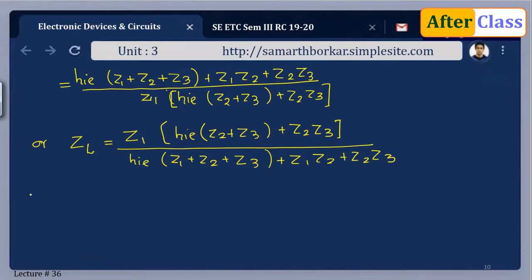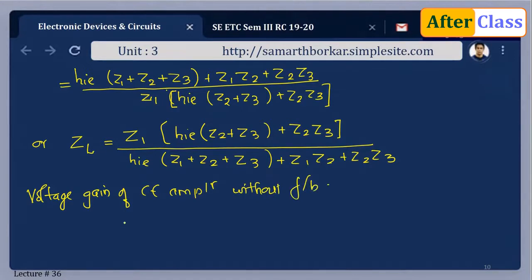Now the voltage gain of a CE amplifier, the voltage gain of a CE amplifier without feedback, is given as A equals minus hFE ZL upon hIE.